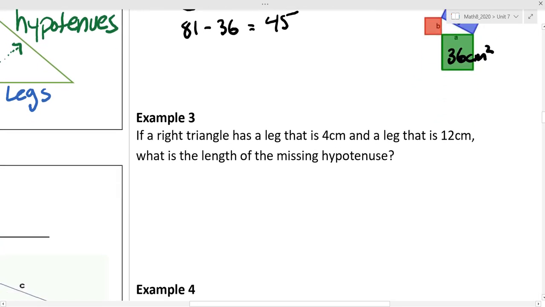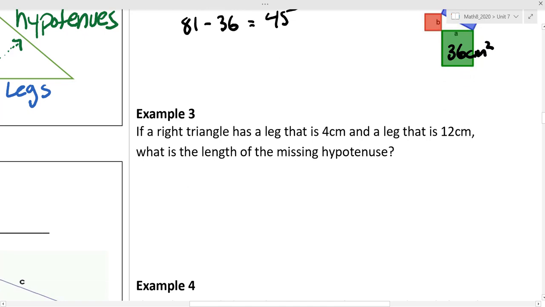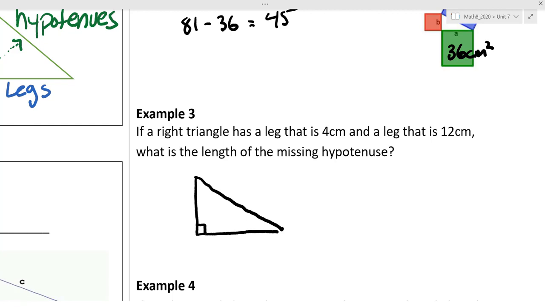Okay. So next question here is, suppose we have a right triangle. So I'm going to draw a triangle like this. Put a 90 degrees on it. It has a leg of 4 centimeters, a leg that is 12 centimeters. What is the missing hypotenuse? So my question to you is, on this diagram, first off, where is the hypotenuse? Yes. The longest part, the one opposite from the 90 degrees. So this is our hypotenuse.